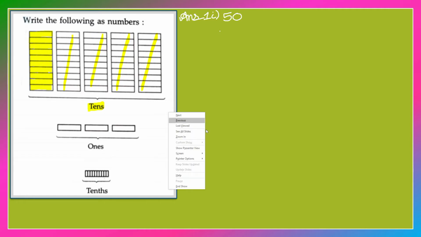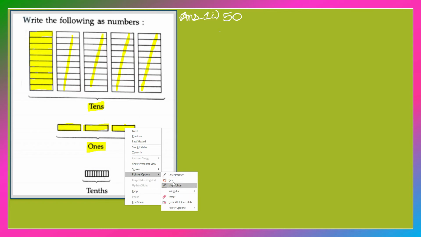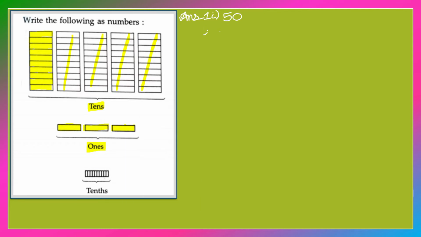Now for the second part, it is also pretty easy. We have ones here. It means that each rectangle represents only one number. So if there are 3 rectangles in total, it represents 3 into 1. That is also very easy, that is 3. So the second part of the question would have the answer 3.